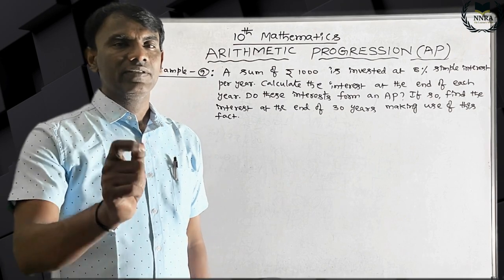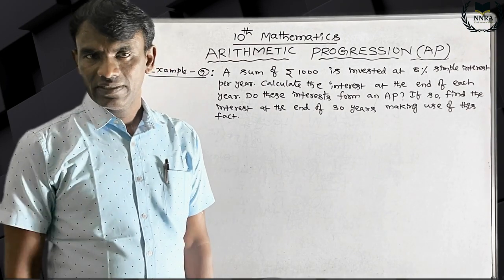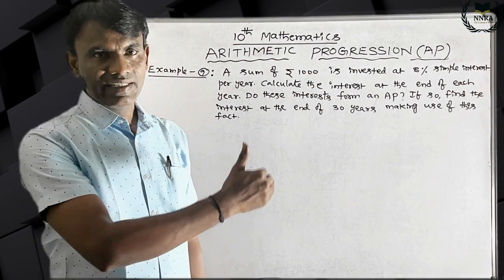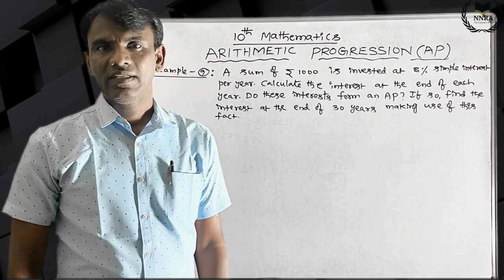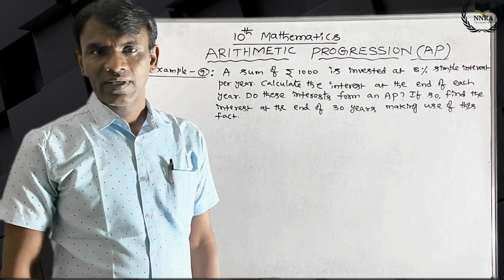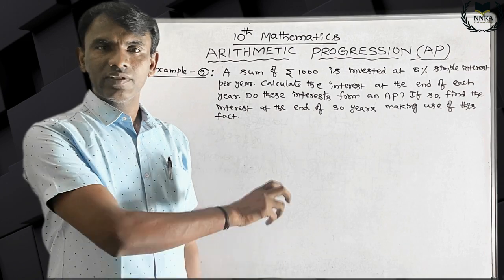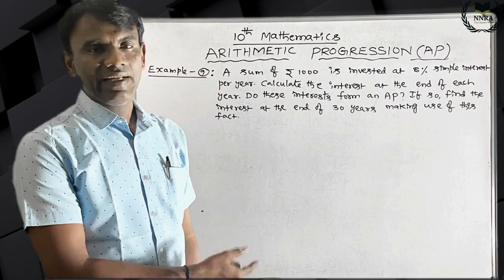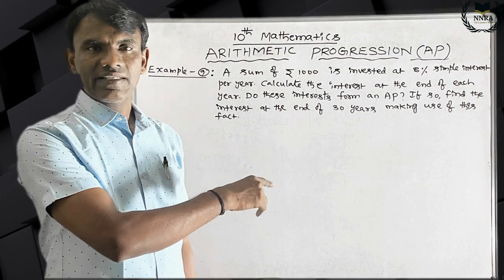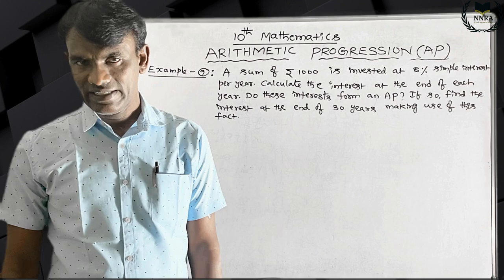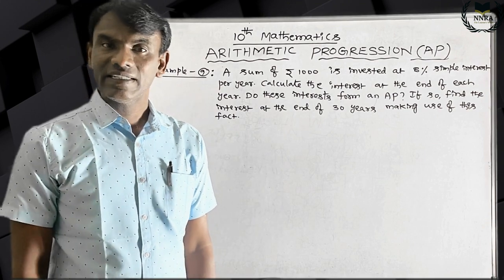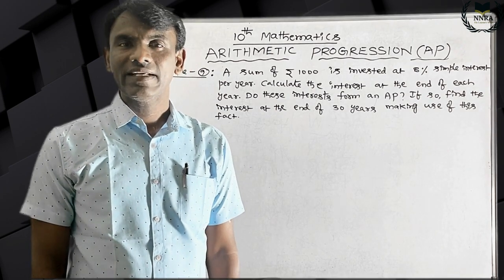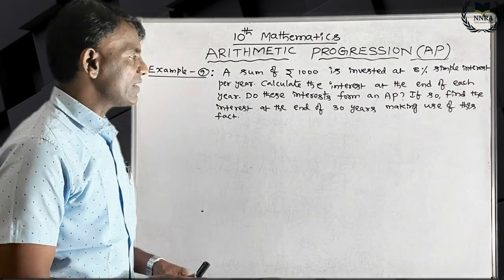So first, by using the simple interest formula, we find the interest at the end of the first year, the interest at the end of the second year, the interest at the end of the third year, and so on. After finding those interest values, we have to check whether those values form an AP or not. If those values form an AP, then we find the interest at the end of the 30th year, means A30. A30 means how to find that value? a plus (n minus 1) into d, in that n equal to 30. Got my point?